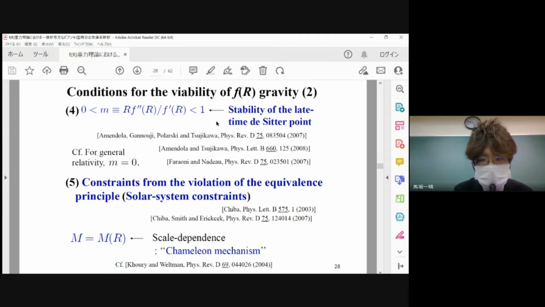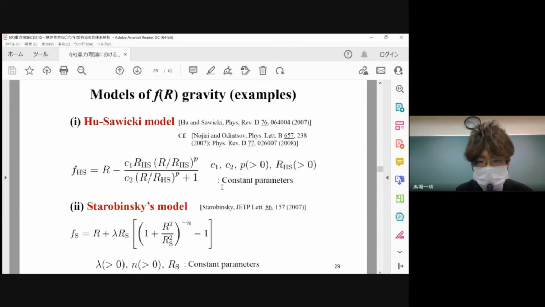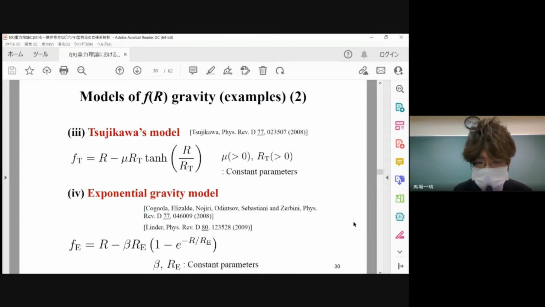The fourth is this expression. This is the stability of the late-time de Sitter point. The fifth is constraints from the violation of the equivalence principle, namely the solar system constraints. For F(R) gravity, the so-called chameleon mechanism is used for these solar system constraints. In the literature, several concrete models are proposed. For example, the Hu-Sawicki model, Starobinsky model, Tsujikawa model, and exponential gravity model.